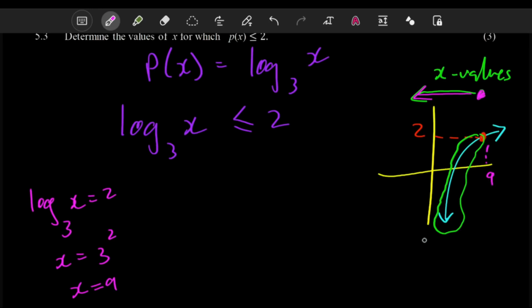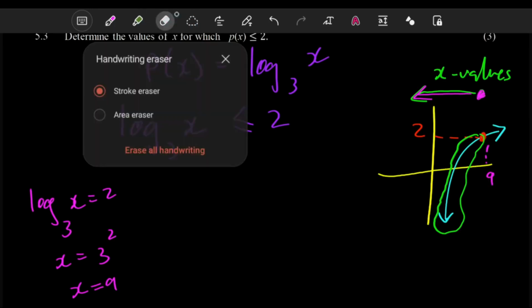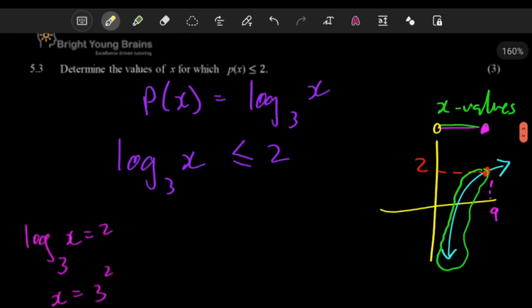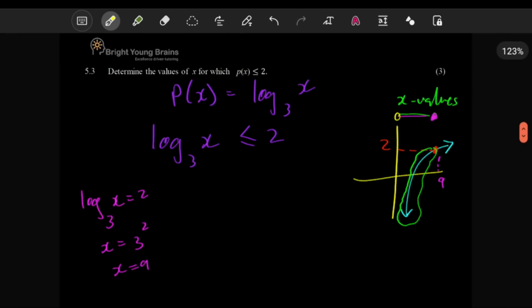but then not negative infinity actually. It stops at 0. We have to be careful because 0 is like an asymptote there. So let me make sure this arrow does not look like it is going forever, because it's stopping somewhere. Let me even put a round dot there. So here we have to say, therefore, our x values have to be between 0 and 9. x has to be bigger than 0, and x has to be smaller or equal to positive 9. Between 0 and 9, that's the portion where the graph is below 2. And that is how you answer this question.